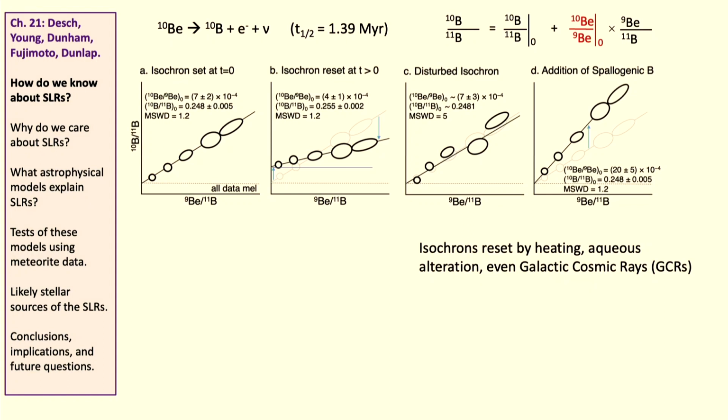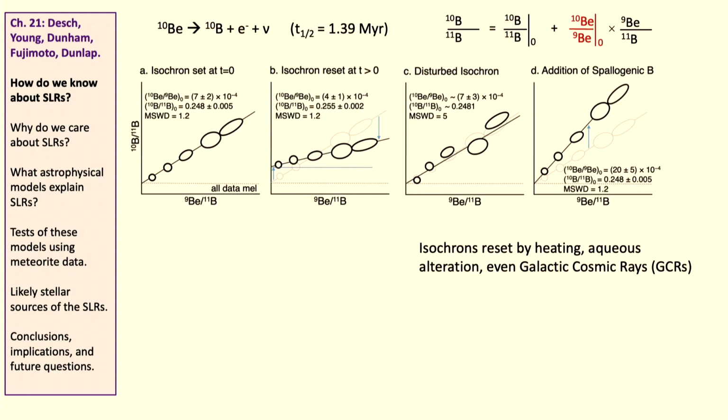And by looking at this slope, you can determine how much beryllium-10 was there, but we can also see what happens to these isochrons and what complicates the analysis. One thing is you might have a heating event, and the heating event might lead to a lot of thermal diffusion of atoms within the minerals, and you may redistribute all of those boron isotopes.